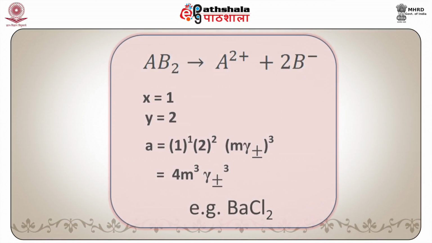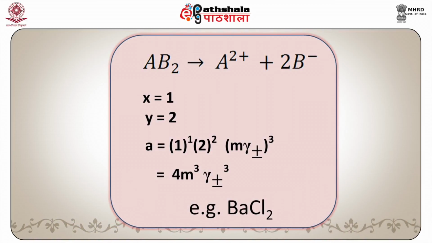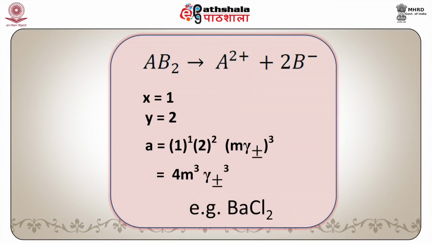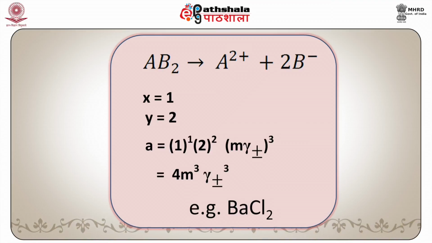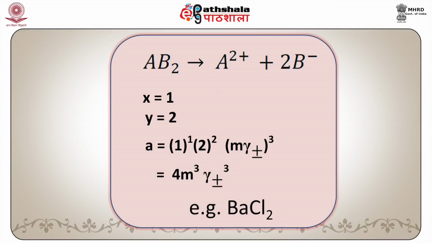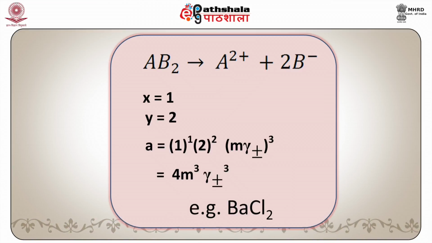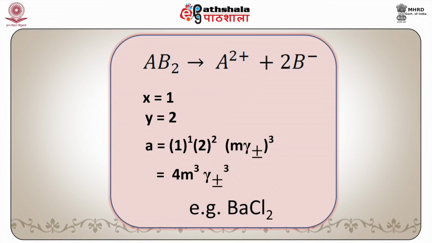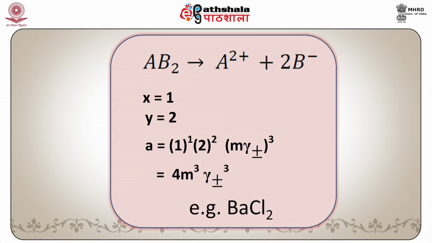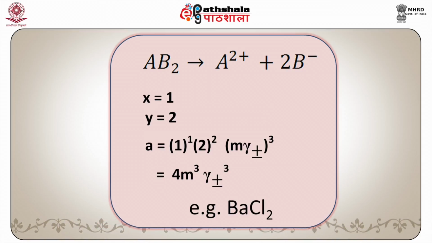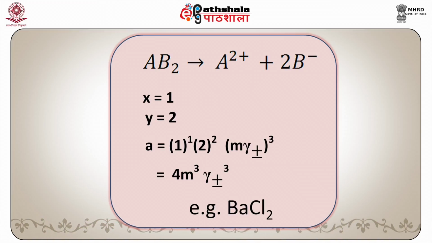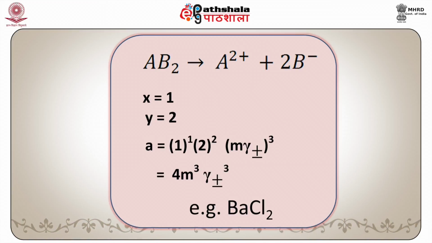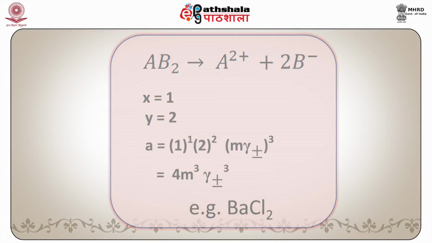For the uni-bivalent electrolyte of the type AB2, which dissociates into A2 plus and 2B minus, x is equal to 1 and y is equal to 2. Therefore, a can be written as 1 to the power 1 into 2 to the power 2 into m gamma plus minus to the power 3, which gives a equal to 4 times m cube into gamma plus minus cube. An example is barium chloride BaCl2.